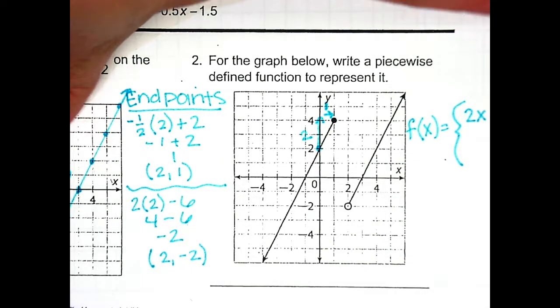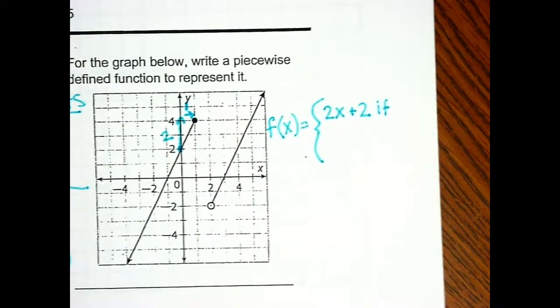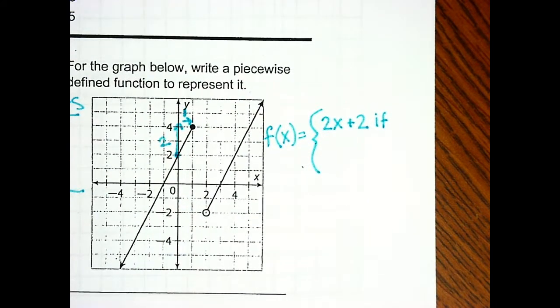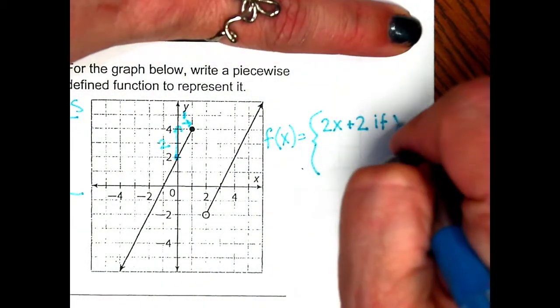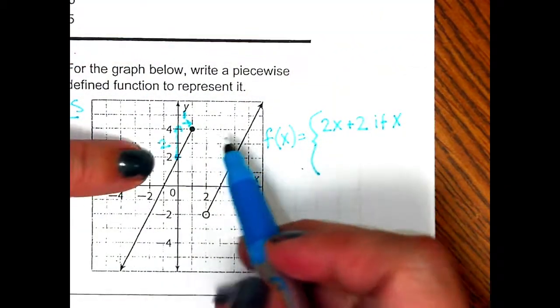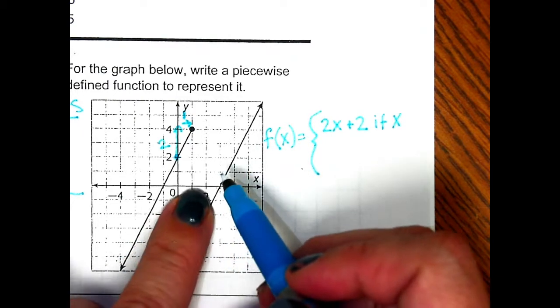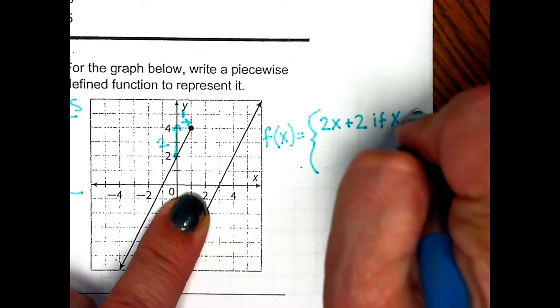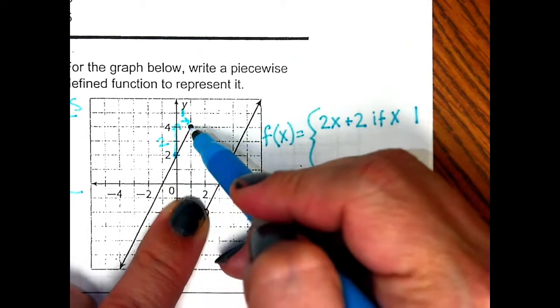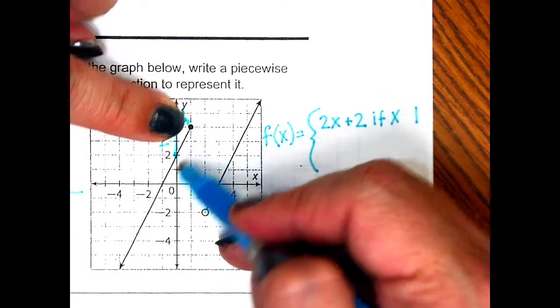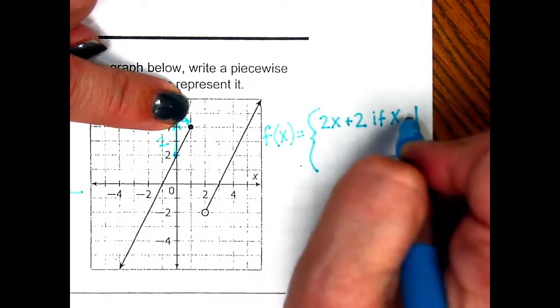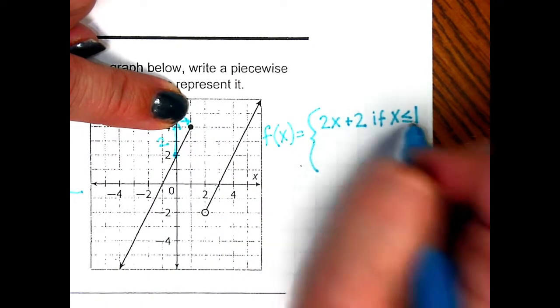Now, your book doesn't use the word if, but most books do. Most of the time when you see these, it'll have the word if. And then x, I'm graphing, the endpoint is at 1 on the x-axis, and I'm using the values that are less than or equal. So x is less than or equal to 1.